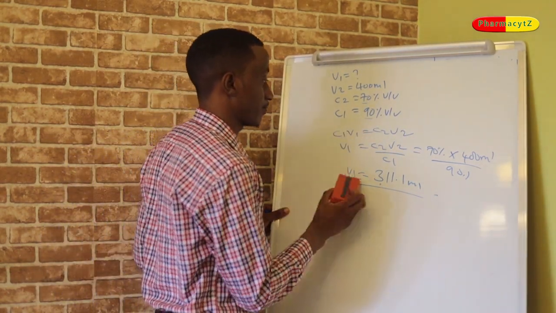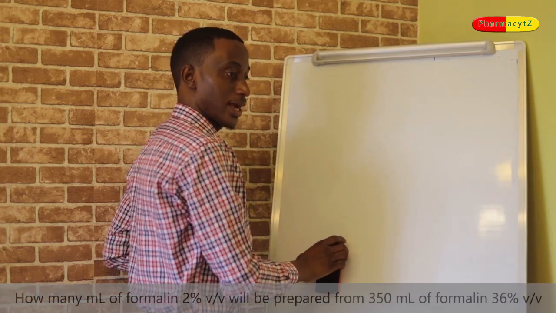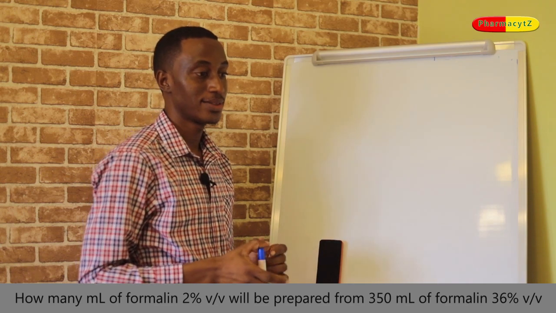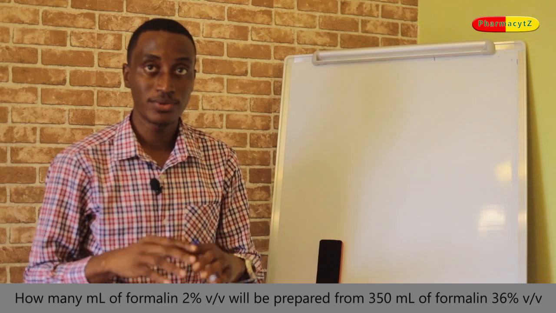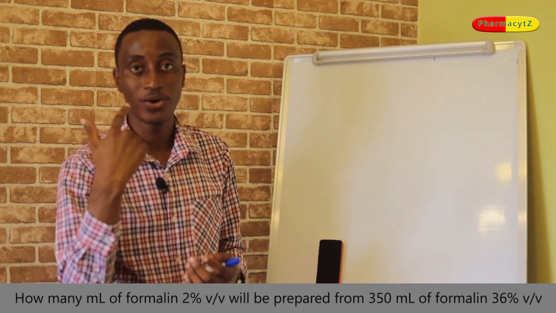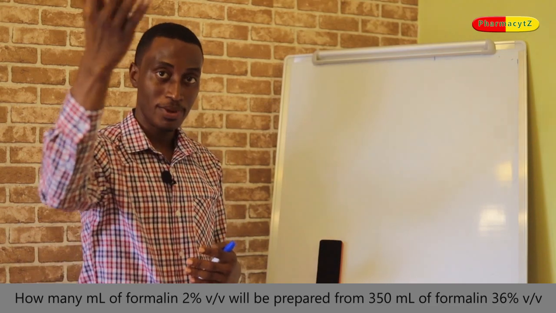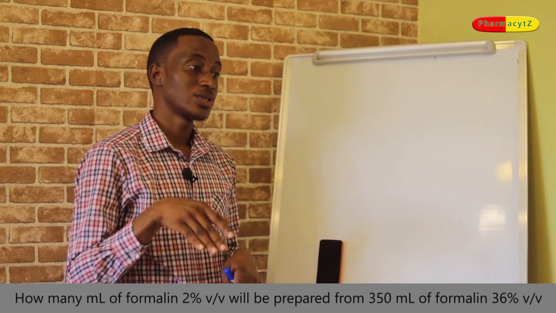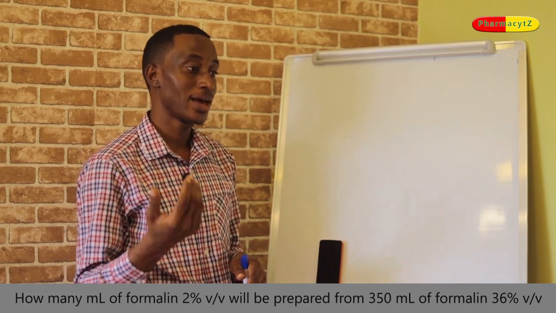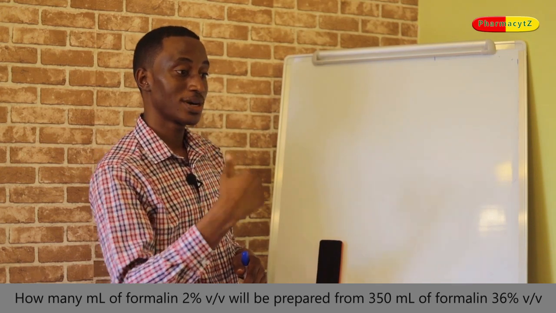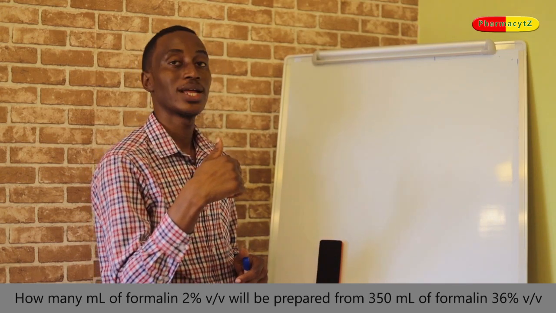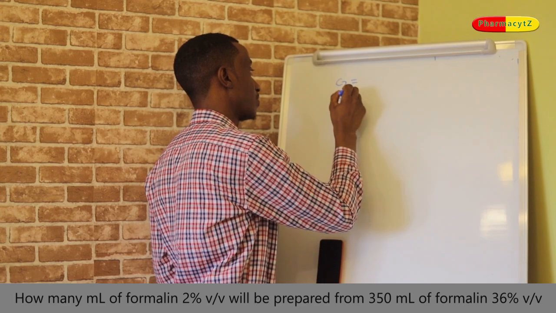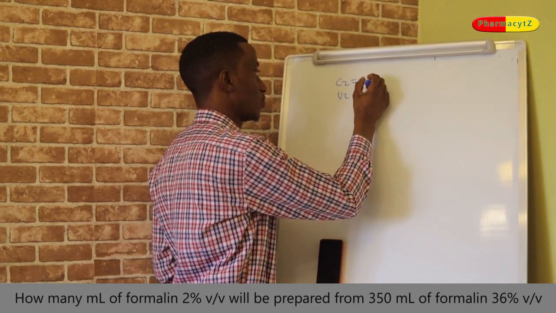Let's check another example. How many ml of formalin 2% will be prepared from 250 ml of formalin 36%? Remember, what you have on the table is considered as 1, the initial volume or concentration. What you need to prepare is considered as 2, the final preparation. Formalin 2% is what we are targeting to prepare, so that is concentration 2, which is 2%.